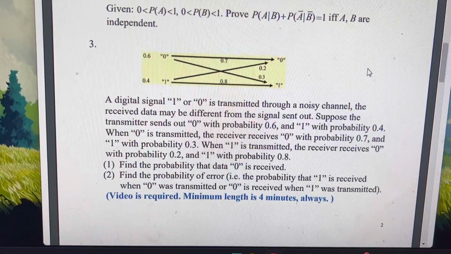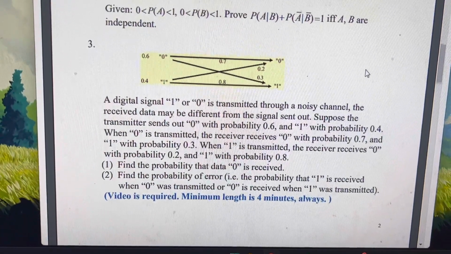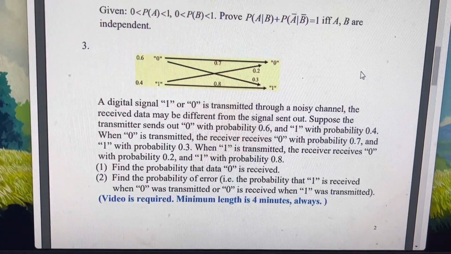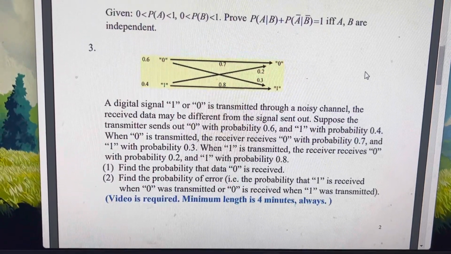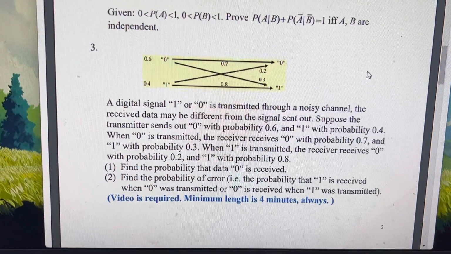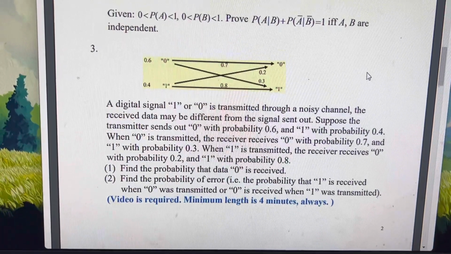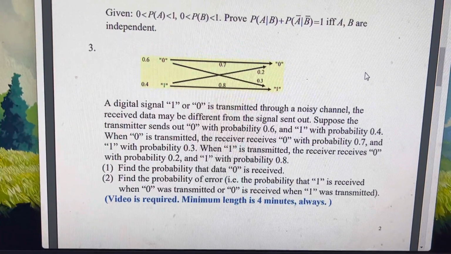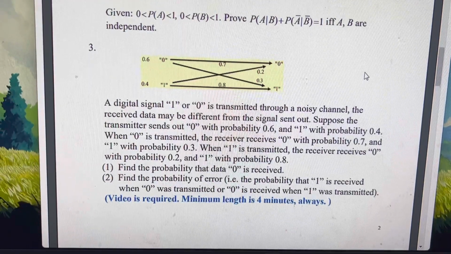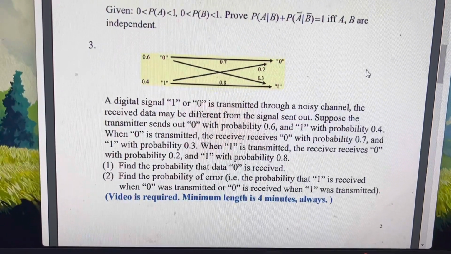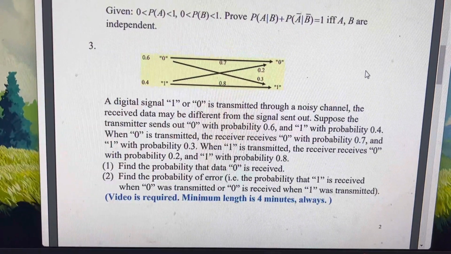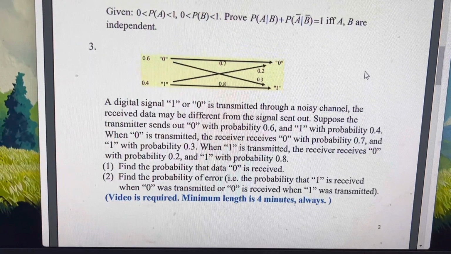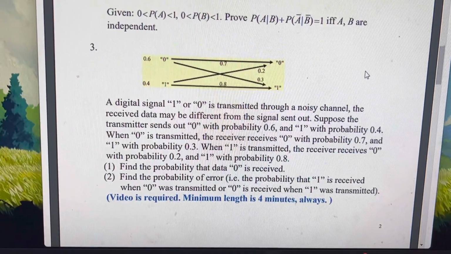Suppose the transmitter sends out 0 with a probability of 0.6 and 1 with probability 0.4. When 0 is transmitted, the receiver receives 0 with probability 0.7 and 1 with probability 0.3. When 1 is transmitted, the receiver receives 0 with probability 0.2 and 1 with probability 0.8.